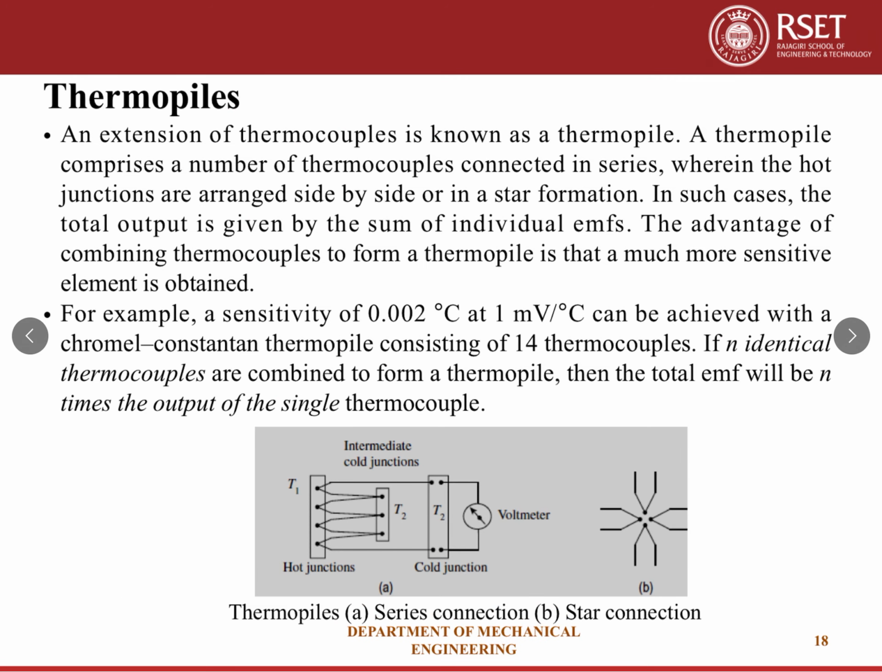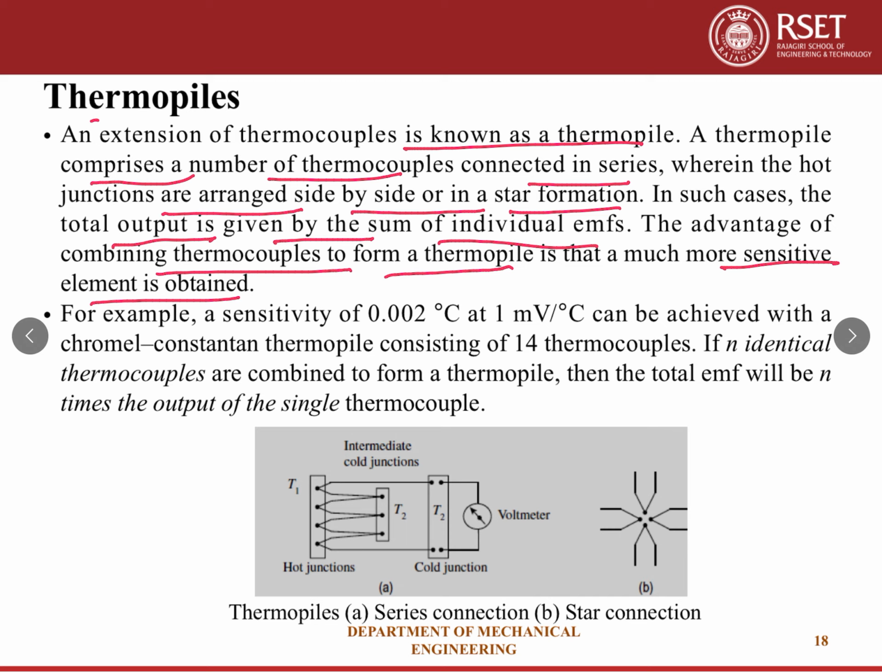Now we have another term called thermopiles. An extension of the thermocouple is known as a thermopile. A thermopile comprises a number of thermocouples connected in series, wherein the hot junctions are arranged side by side or in a star formation. In such a case, the total output is given by the sum of the individual EMFs. The advantage of combining thermocouples to form a thermopile is that a much more sensitive element is obtained.